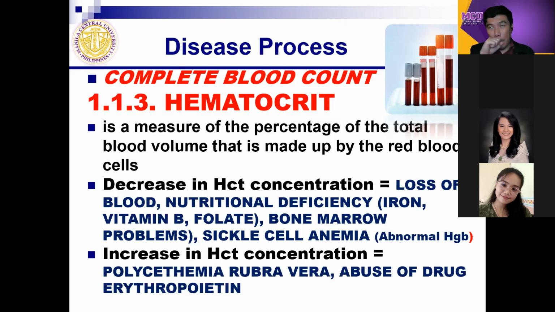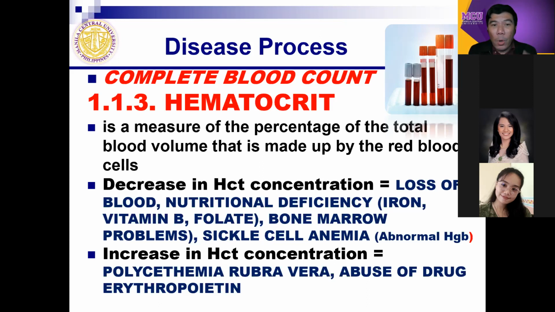How about naman pagka-increase in hematocrit concentration? Usually naman, pag increase hematocrit concentration, ang tawag dyan ay polycythemia rubra vera. Okay. Pag polycythemia, that's CY. Polycythemia rubra vera, usually the blood concentration or viscosity is more concentrated.